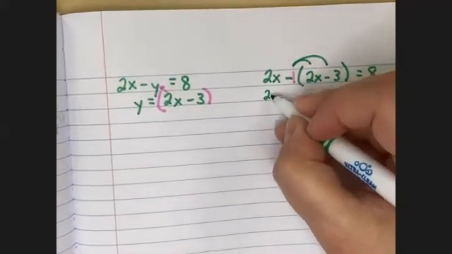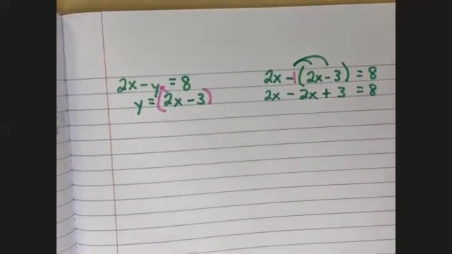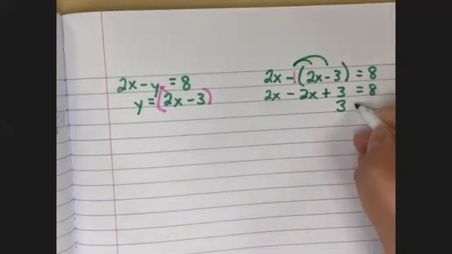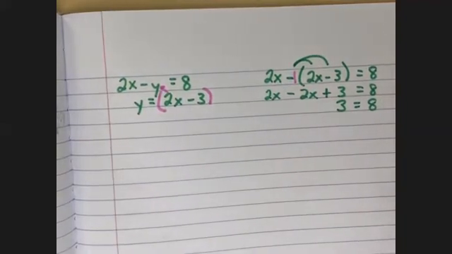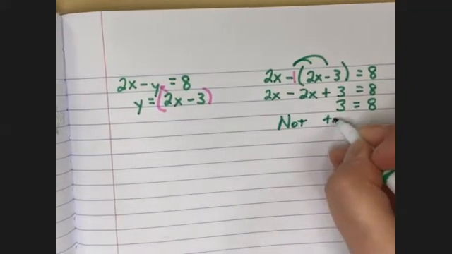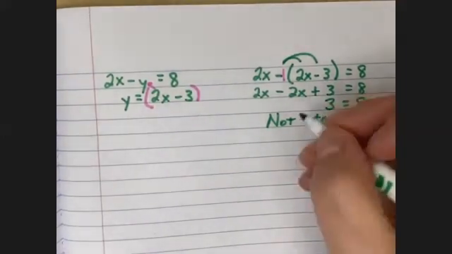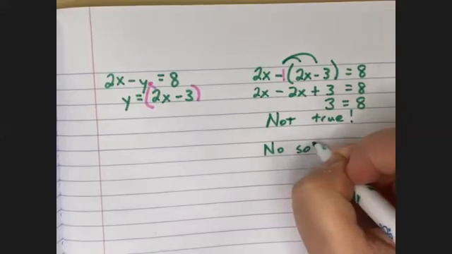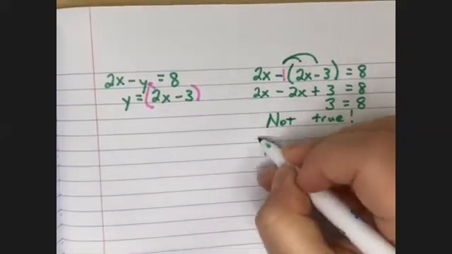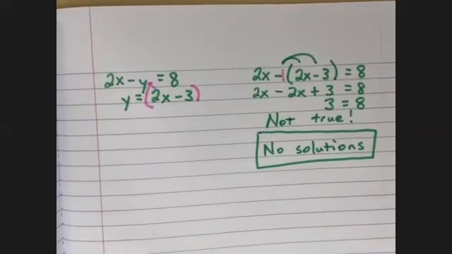So I have 2x minus 2x plus 3 equals 8. Well, 2x minus 2x goes away, because they cancel each other out. So I'm just left with 3 equals 8. And hopefully you can see that this is not true. If what you're left with is not true, then there are no solutions. This means that they are parallel lines and they're never going to cross. And so you just stop at that point. You're done.